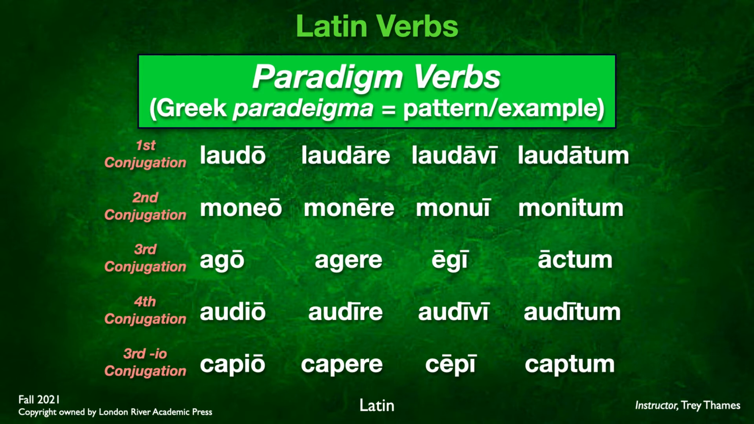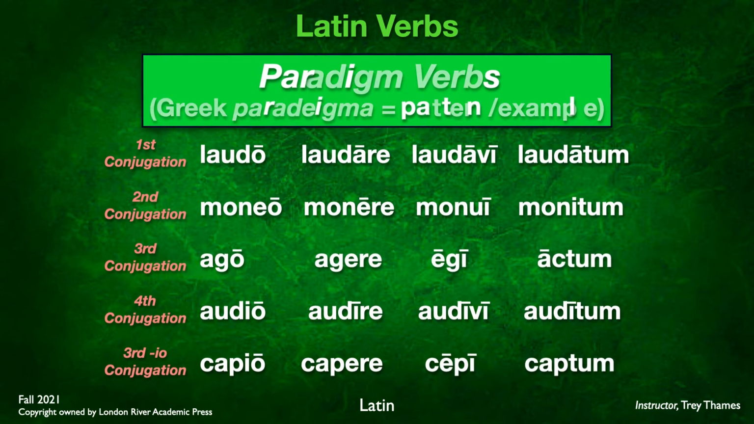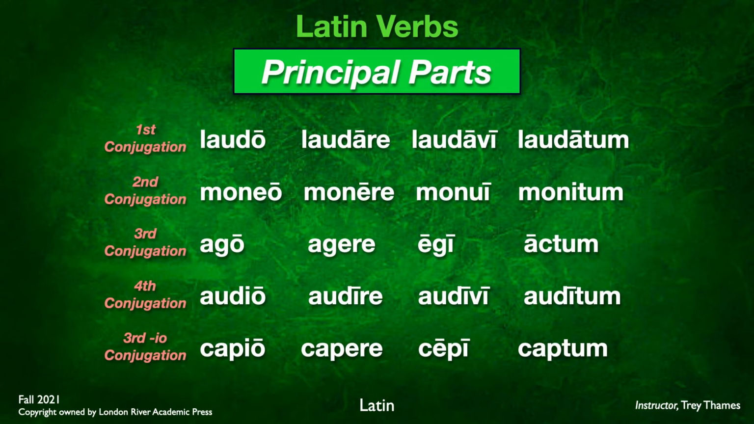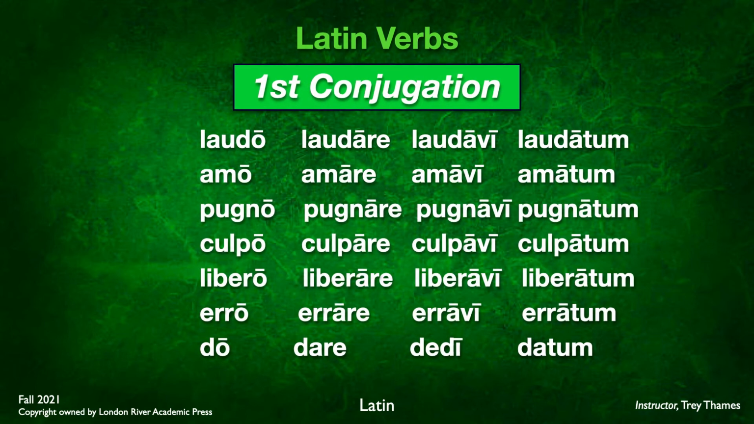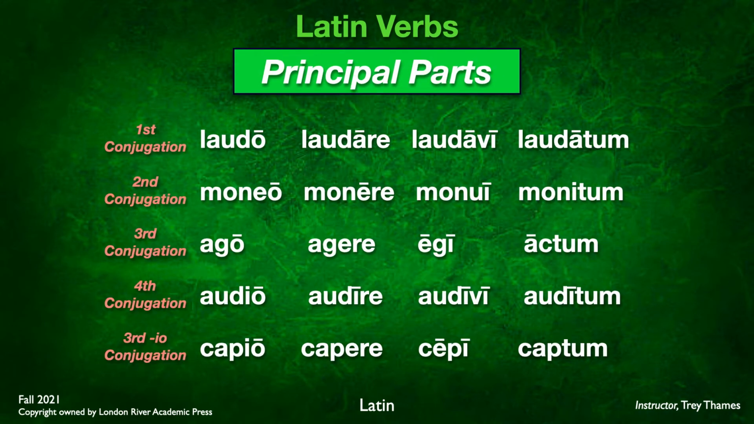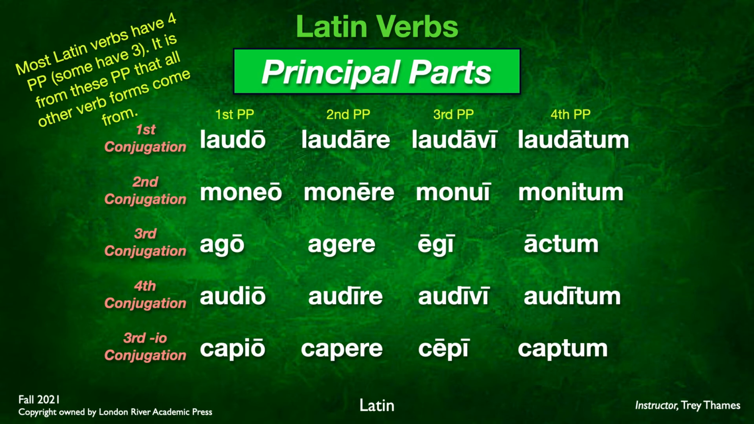You'll see these paradigms a lot, but you'll look at these and begin to see a pattern on these verbs. So the 4 principal parts, that's where they are. Laudo is the first principal part. Laudare is the second principal part. Laudavi is the third principal part. And laudatum is the fourth principal part. I did not mean to hit that space, so let's go back to make sure we get the information that I just skipped. There we go. All right, there's the 4 principal parts. Each of those columns are the different principal parts. And as we noted before, most Latin verbs have 4 principal parts. Some will have 3. And it is from these principal parts that all verb forms will come.